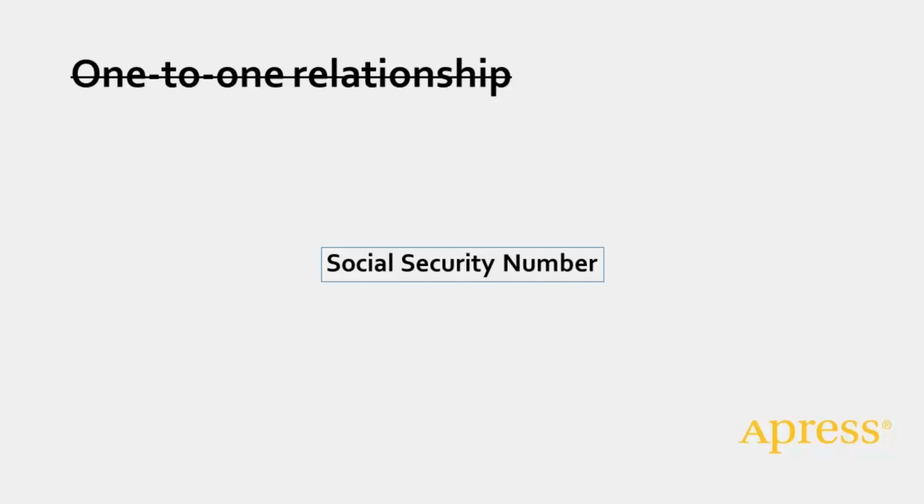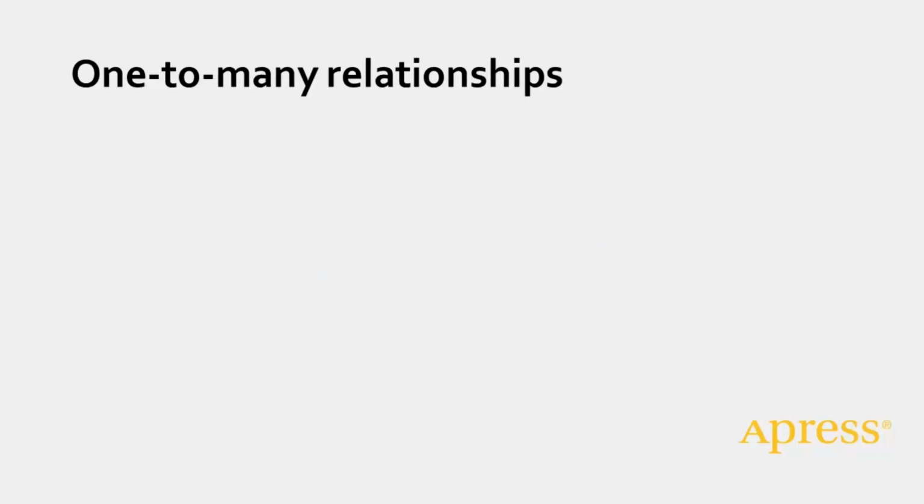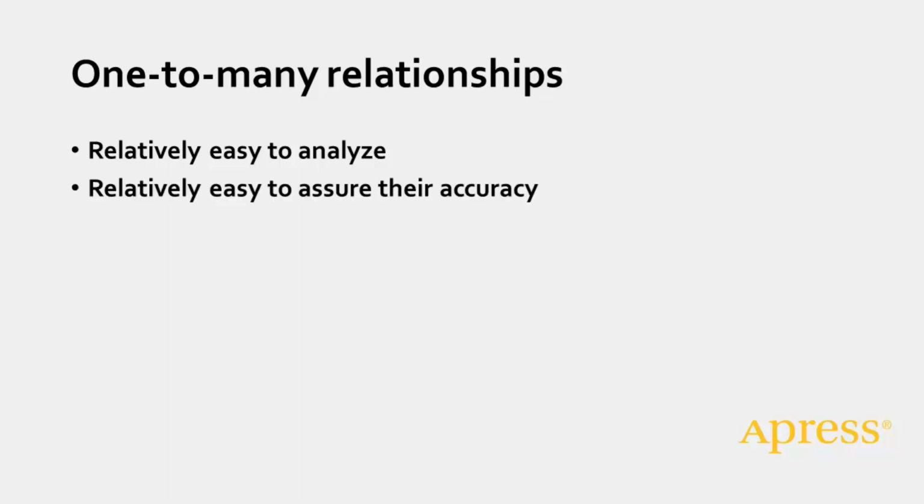Sometimes it does make sense to have a one-to-one relationship between two entities, but those occasions are rare. The one-to-many relationship is the one we will be dealing with the most. ER models with one-to-many relationships are relatively easy to analyze and thus relatively easy to assure that they accurately represent the physical or conceptual system that they are modeling.